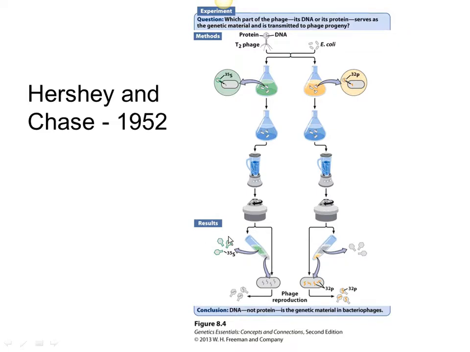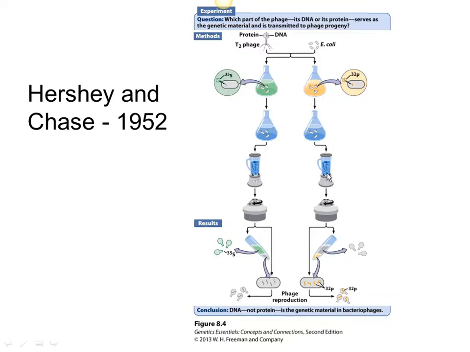And what they noticed in those two sections was that for the phage that had been marked with S35, all the radioactivity was in the empty phage particles, and none of the radioactivity had entered the cells. Even though the cells were infected, they weren't radioactive.